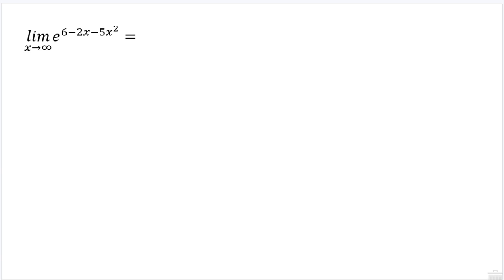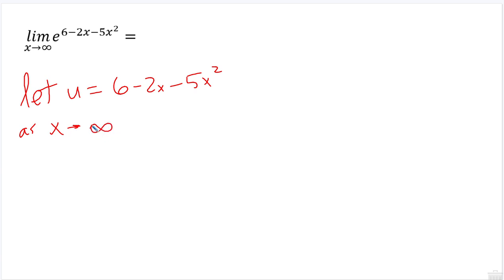Let's make a quick u substitution. Let u equal 6 minus 2x minus 5x squared. Well, as x goes towards infinity, what happens to 6 minus 2x minus 5x squared? Well, one piece of this dominates the rest of it, right? The x squared piece is magnitude larger than the 6 or the minus 2x as x goes towards infinity. So really, this 6 and this minus 2x, these are insignificant by comparison.